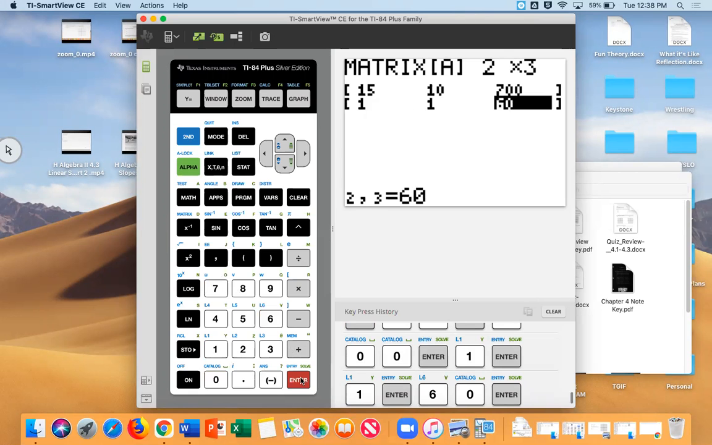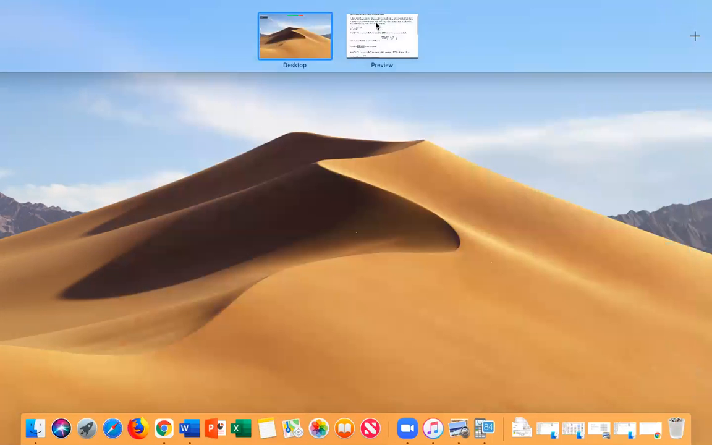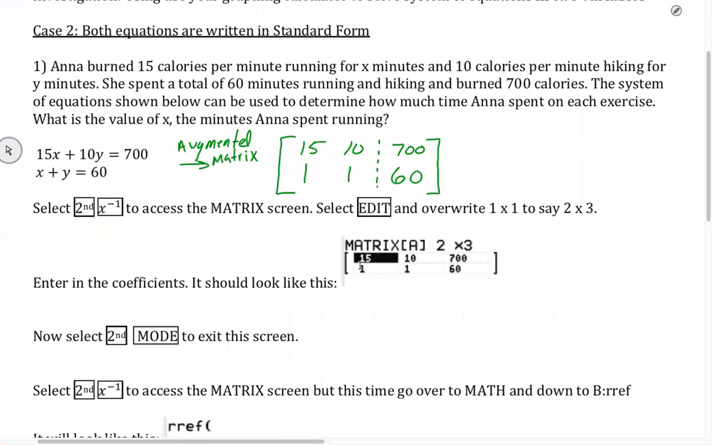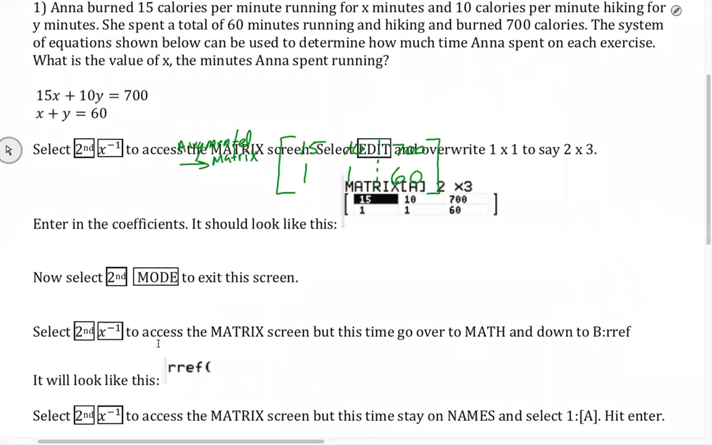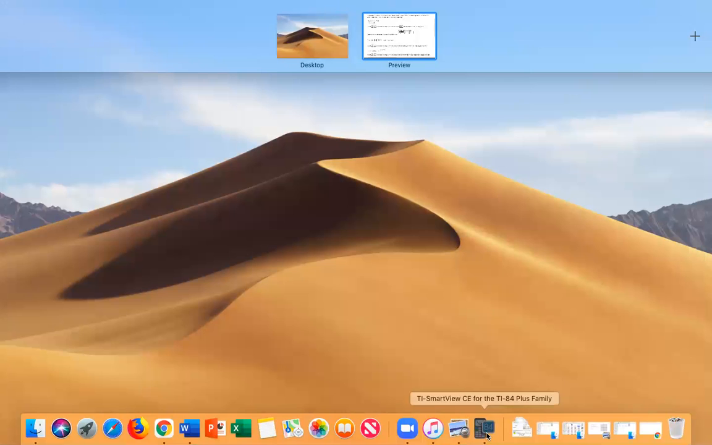Okay, now from here, let's go back and look. It's telling me to use this RREF. And this RREF stands for row reduction. So what they're going to do is get ones along a diagonal, and that's all it's going to be. They're going to use elimination to get it there. So this is what we're going to do to get to that point.